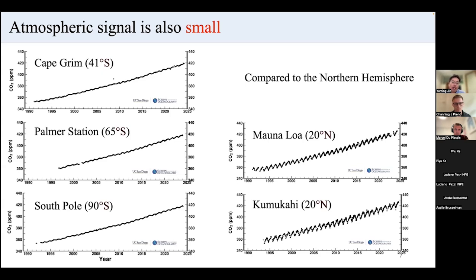So I'm not saying we cannot really learn seasonal ocean flux from atmospheric data. What I really want to emphasize is that we need to understand the large-scale tracer transport to precisely estimate the seasonal air-sea flux over the Southern Ocean.